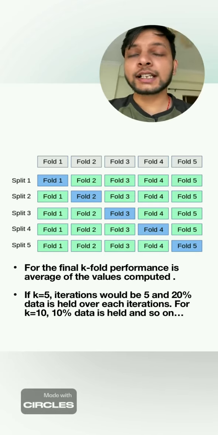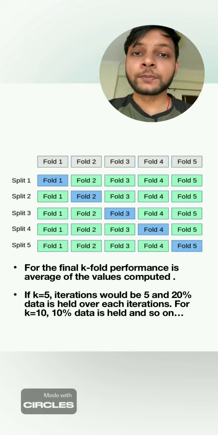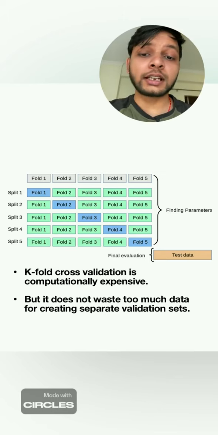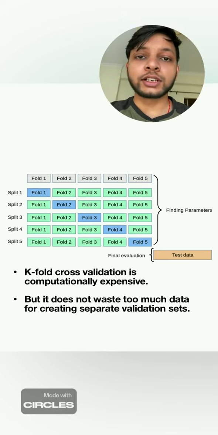So basically this is how k-fold cross validation works, and you can do hyperparameter tuning based on that. After you're done with that, you can use the final test set that we held out previously for the final evaluation of your model. This is how k-fold works, and it does not waste too much data for validation, and you don't need to create multiple validation sets separately.